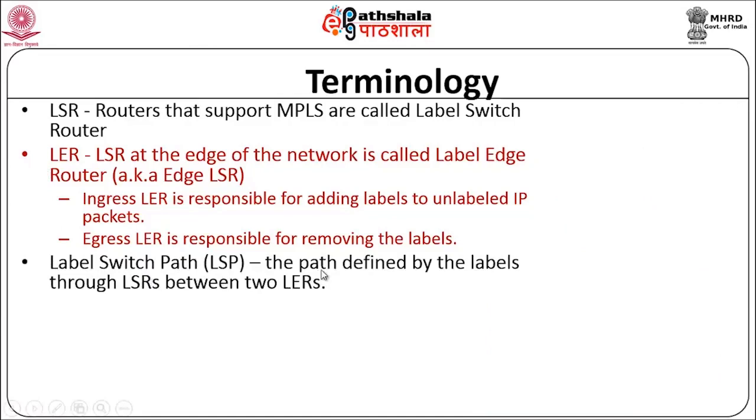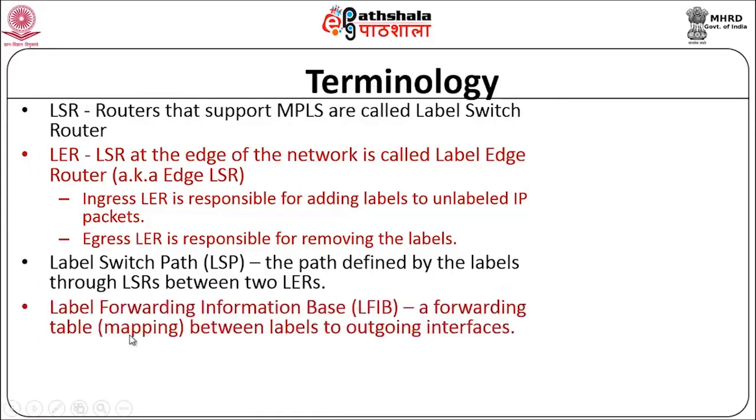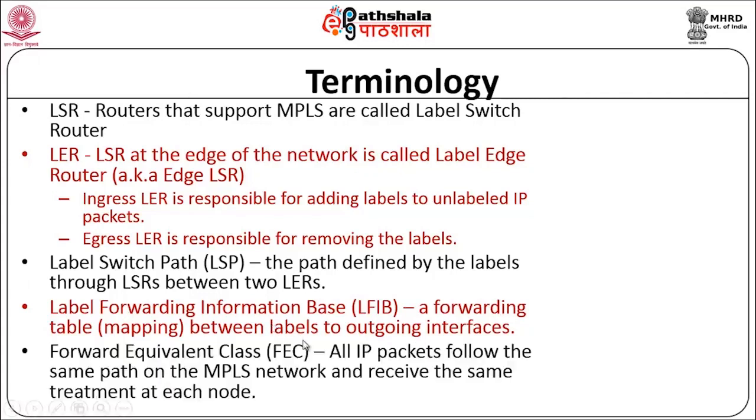Now this label switch path is the path which is defined by the labels through the LSRs between the two LERs. There is one ingress LER and one egress LER. The path that exists between these two is called the label switch path, and it is essentially defined by the labels. Then we also have a label forwarding information base. This is like a forwarding table or a mapping which provides the mapping between the labels and the outgoing interfaces. So if I get a packet with this particular label, which is the interface that needs to be sent out on. That is the kind of forwarding information base that you have.